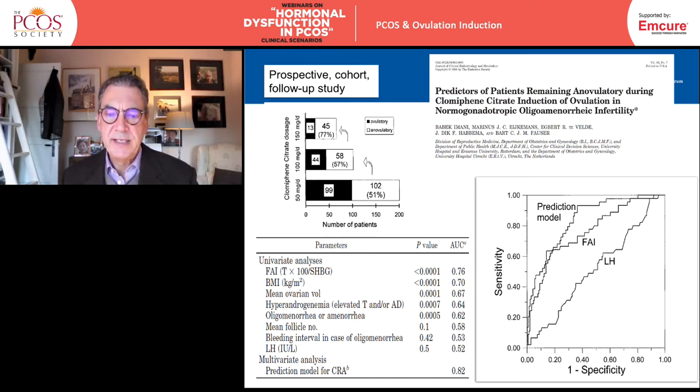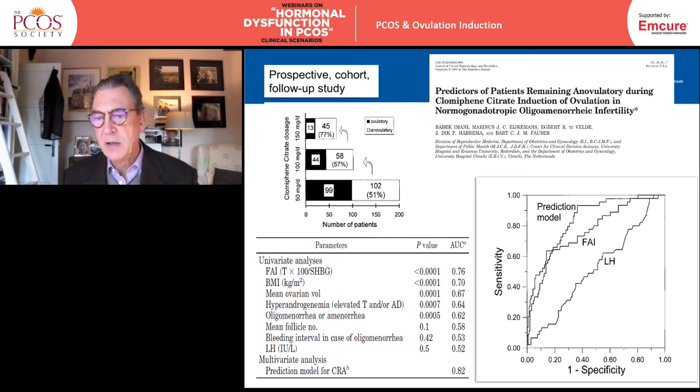So we did, and forget about the details, if you're interested, this is all published, a multivariate analysis. We looked at which factors actually affected the chances for ovulation on clomiphene citrate. And here you can see, I'm sure you're aware of this, a ROC curve. It means you have a test and a condition. Here the test is the PCOS features. The condition is, do you ovulate, yes or no, on clomiphene citrate.